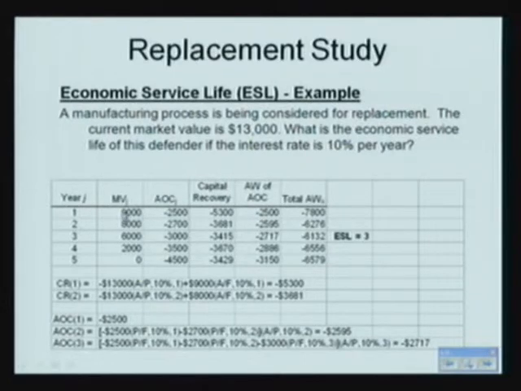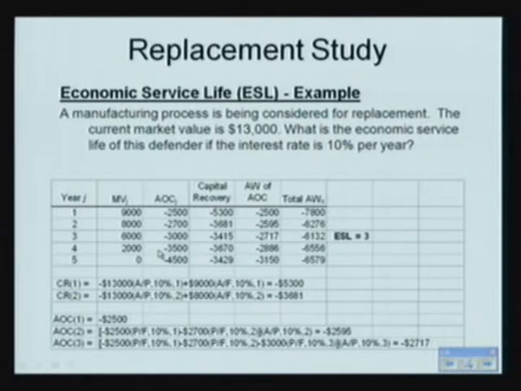The market value after 1 year: originally it's $13,000, and after 1 year it's $9,000. After 2 years it's $8,000, after 3 years it's $6,000, it falls down to $2,000, and after 5 years it's worthless. The annual operating costs each year for those 5 years are minus $2,500 the first year, $2,700 the second, and you can see it's slowly growing.